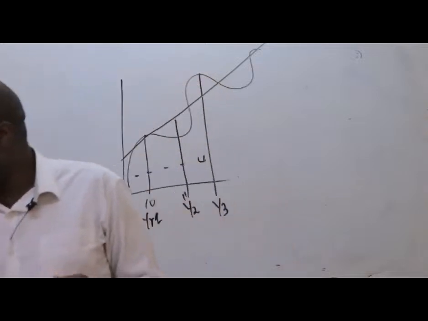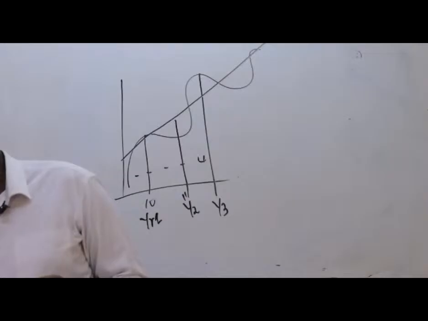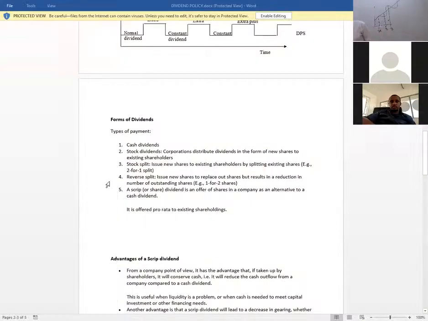Ladies and gentlemen, the other way that you could decide to reward your people, now this number 5 is very common. A scrip or a share dividend is an offer of shares in a company as an alternative to cash dividend. This is very important because under scrip, ladies and gentlemen, we are issuing out what we call bonus shares.